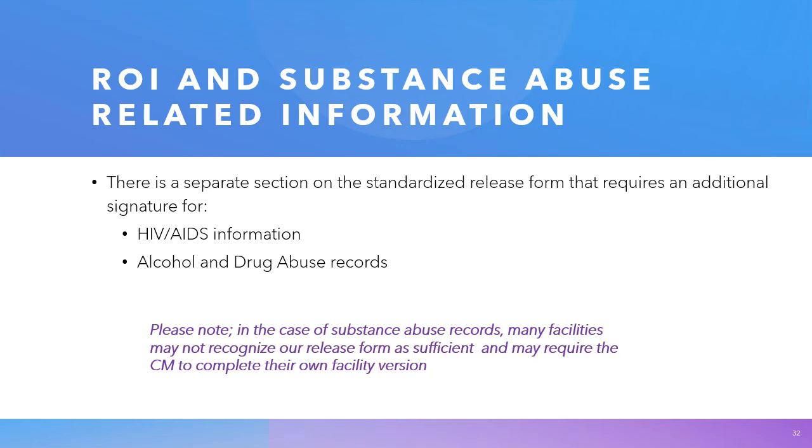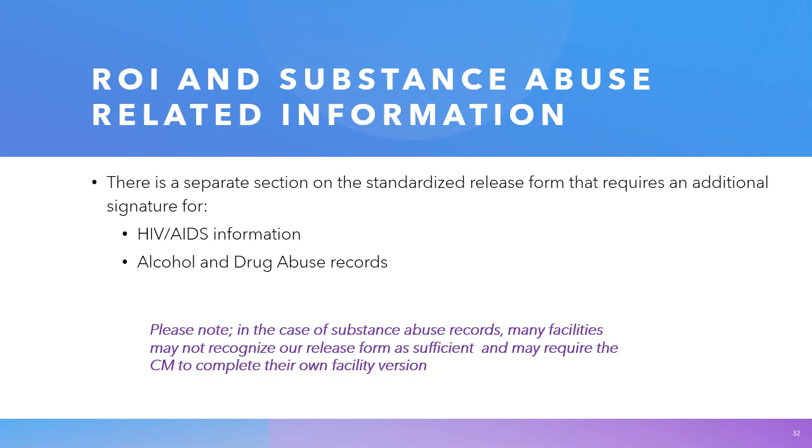On page 2 of the release, a client needs to initial in 2 different places if they authorize the case manager to receive HIV test results and/or alcohol and drug abuse records. A case manager should realize, though, particularly with substance abuse treatment agencies, that the signed and initialed DMH release may not be accepted at those facilities, and that the case manager will be required to complete and return that particular agency's release in order to receive the client records.